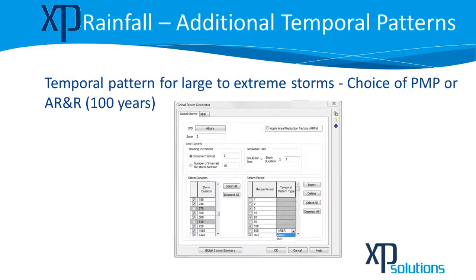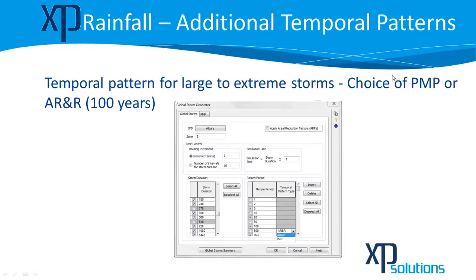We've also been investigating what the options are for when you're working with average recurrence intervals of more than 100 years and less than the PMP. So these are often referred to as large to extreme storms in the Australian Rainfall and Runoff guidance. There hasn't been any clear guidance on exactly what the temporal pattern should be for these, but it does suggest that the PMP pattern may be more appropriate than the AR&R 100-year pattern.